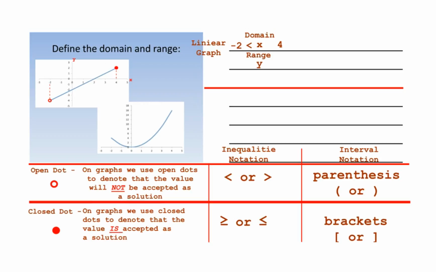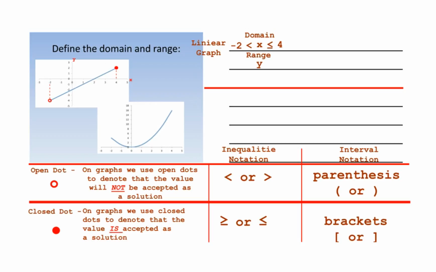And now between the x and the 4, it's a closed dot, so we have an equal sign added to that. So x is less than or equal to 4. And therefore we read this for our domain: -2 is less than x, which is less than or equal to 4. Or in short version, the x values that are acceptable are between -2 and 4, with -2 not as an acceptable solution.